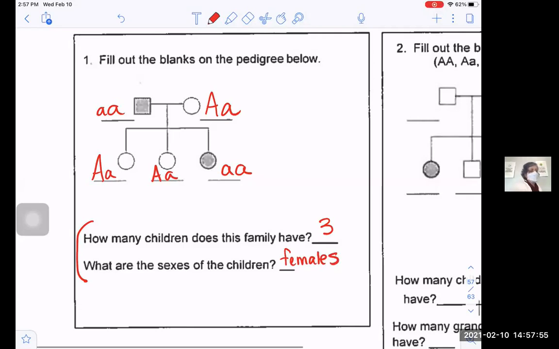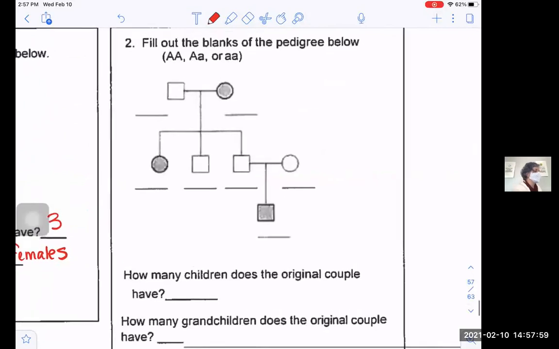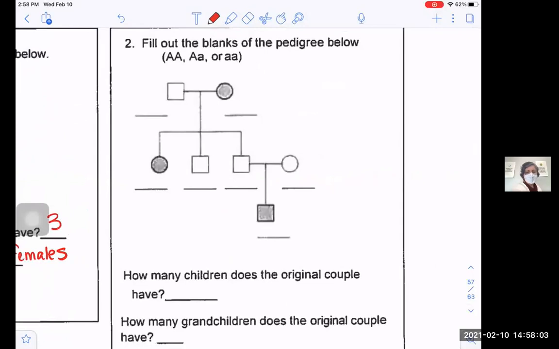All right, let's do one more autosomal recessive pedigree. Again, we're going to use A for albinism. So again, fill in all of the genotypes that you know for sure.